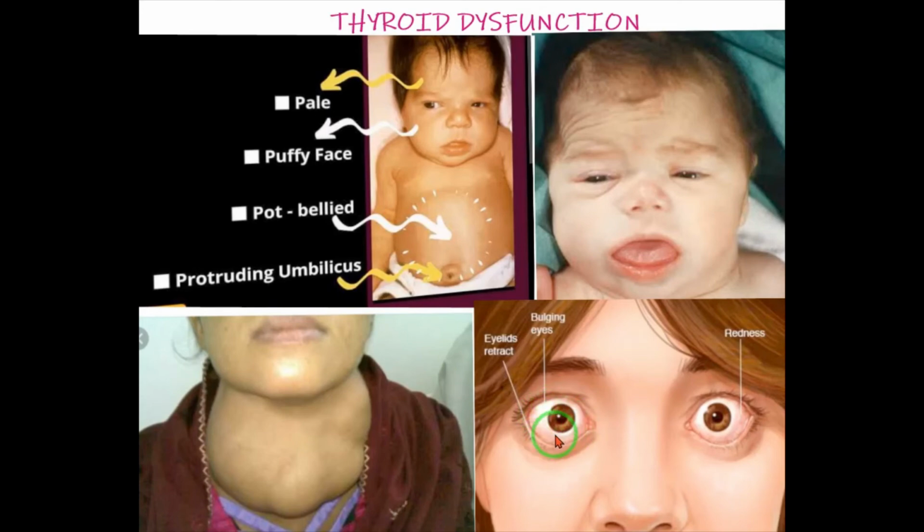So this is exophthalmia. Then increased metabolic rate. Body temperature is very high. Then profuse sweating, often sweating. Then loss of body weight and nervousness. These are the symptoms of Graves' disease.